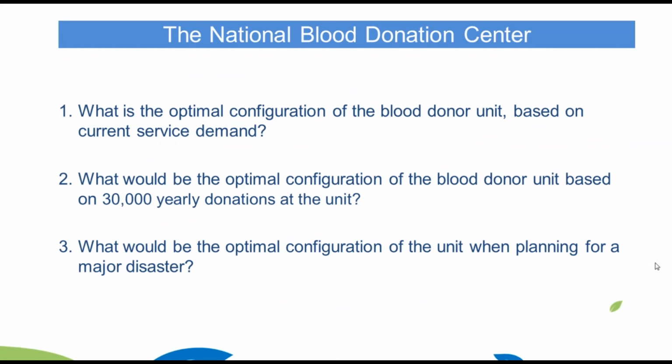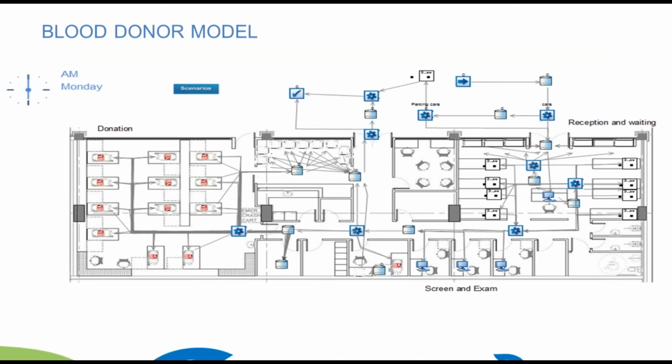What's the optimal configuration of the blood donor unit in the future, with the estimated average annual blood donation of about 30,000? And then, what sort of unit setup would they require in a major disaster? So we have three main questions, and I'll just take you through how we did that and how we set up the simulation to answer those questions.